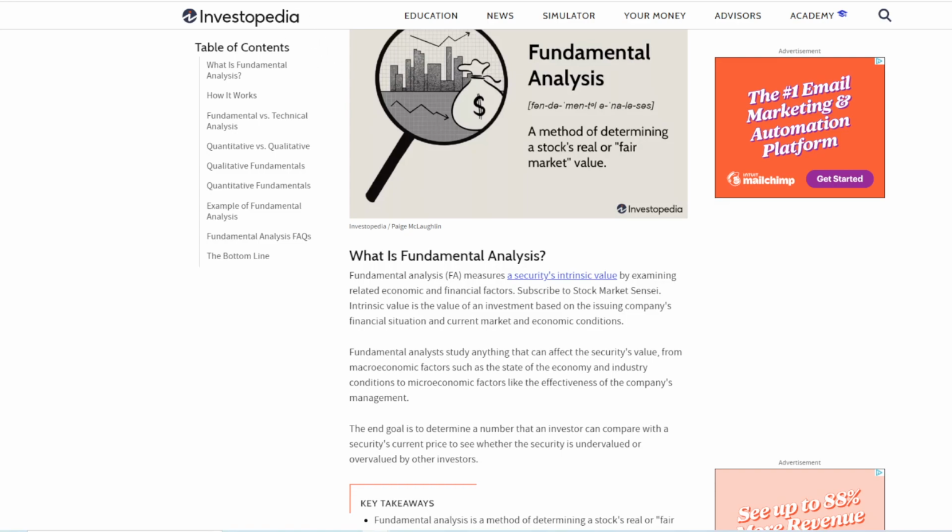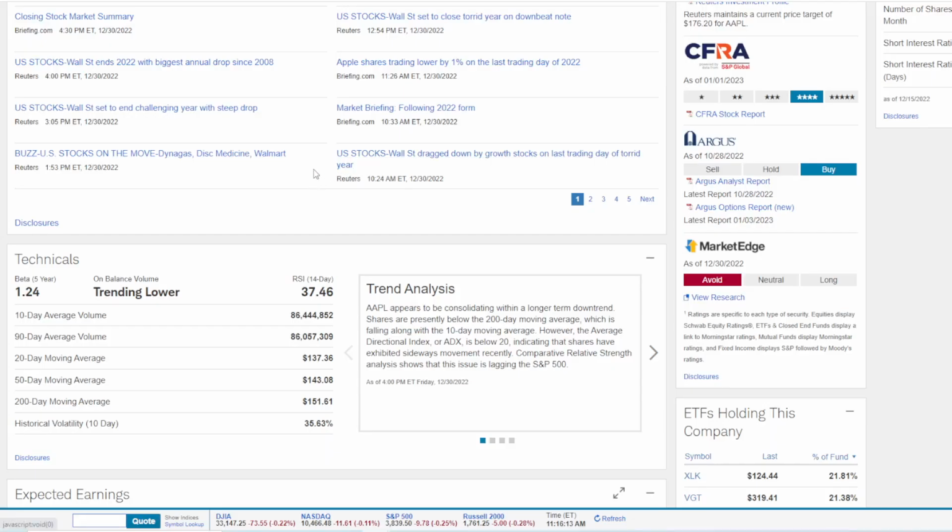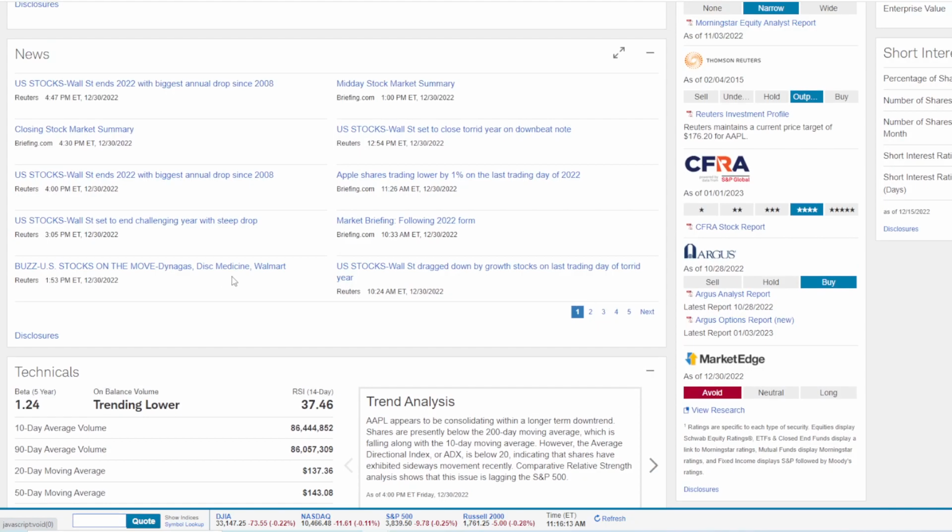So what are we going to look at when we talk about fundamental analysis? Well, first off, we're talking about EPS, as well as a PE ratio, right? We look at these numbers and we wonder what in the world are we talking about here. So let's go ahead and look at what we have here.